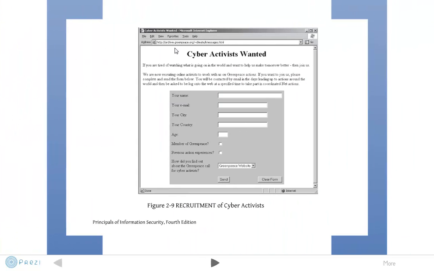All right, so here's an invitation to be an activist on your computer. And so these recruitments do take place.